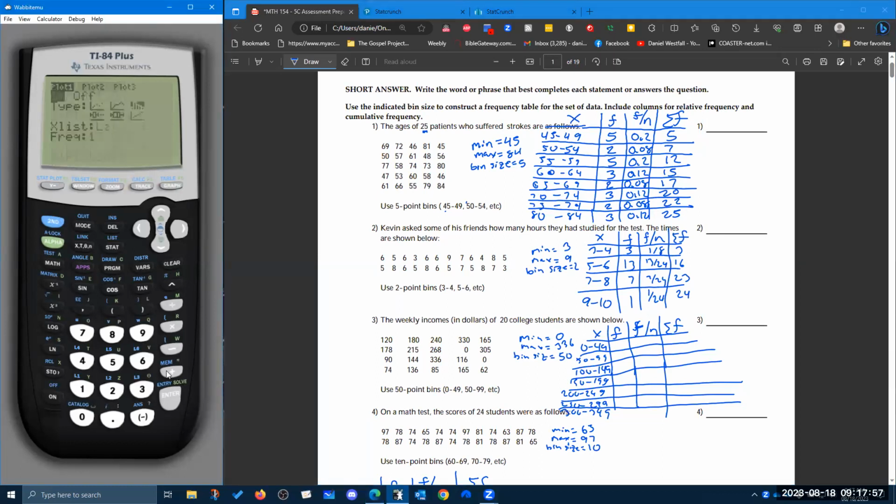Stat plot. Let's change this to L3. I'm going to change my window again so that my minimum now is 0 and my maximum is 336. So let's make my max 349. It's the top of my bin. And my scale, I'm going to go by 50s. And let's graph that.